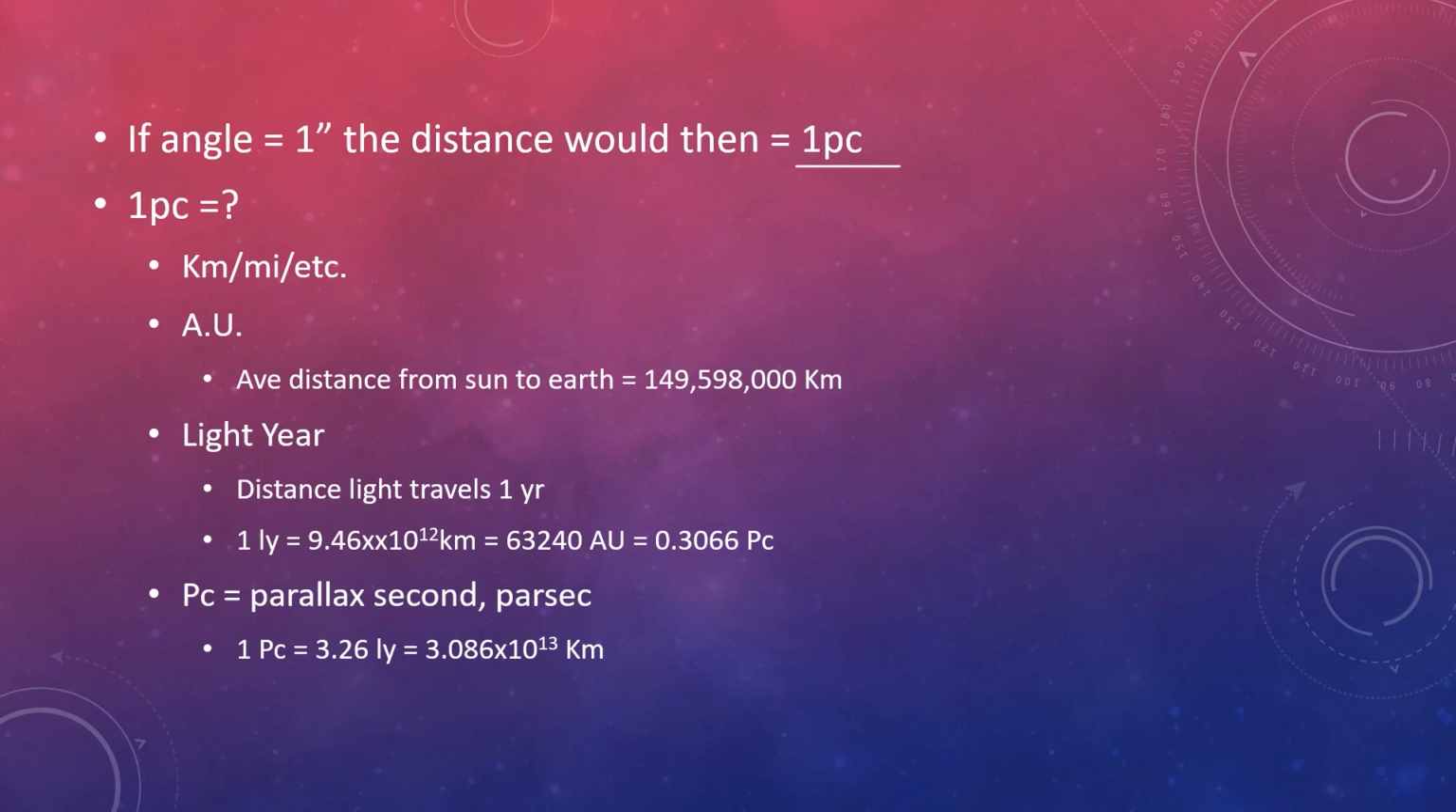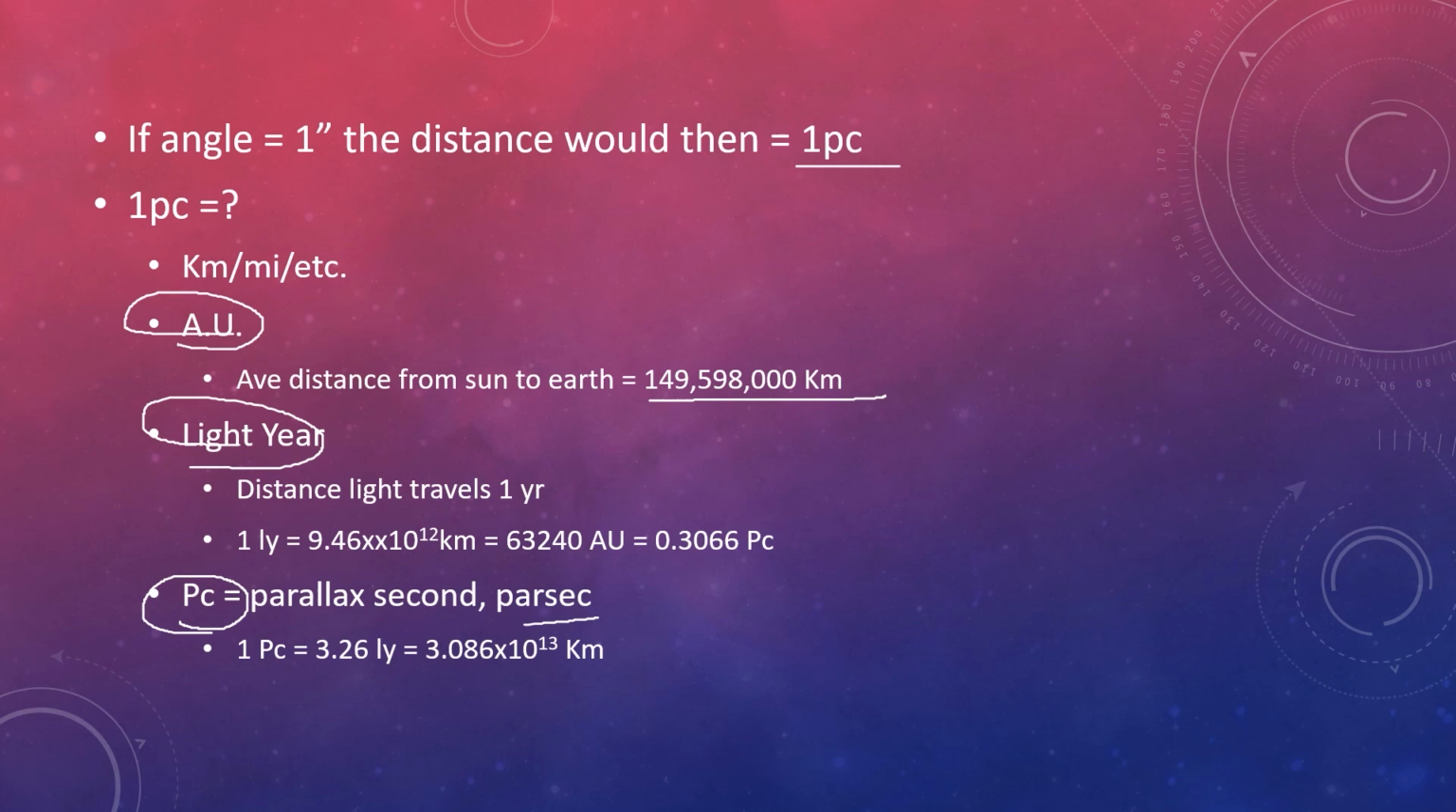So 1 parsec equals what? Well, we can measure distance in kilometers, miles, etc., an astronomical unit, a light year, and then the parallax second, or parsec. With miles and kilometers, we use that to measure distances on Earth. An astronomical unit is the average distance from the sun to the Earth, which is 149,598,000 kilometers. A light year is the distance light travels in 1 year.